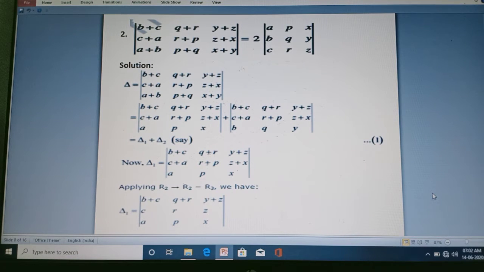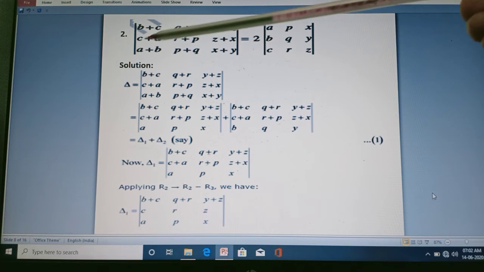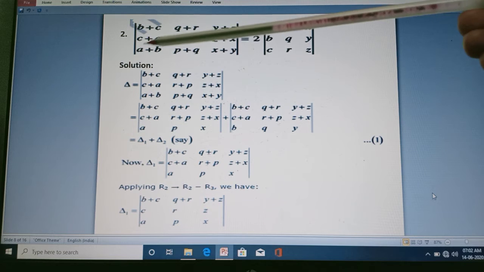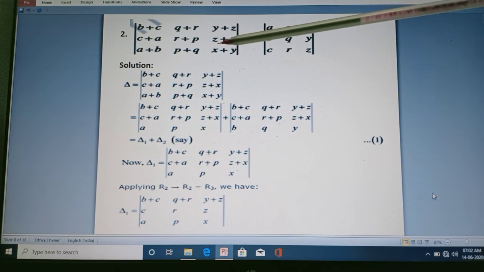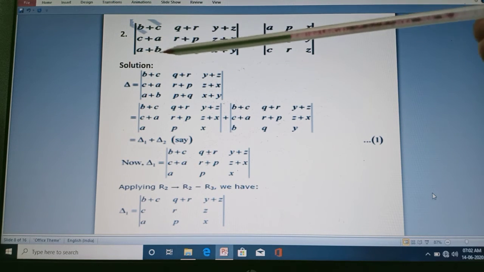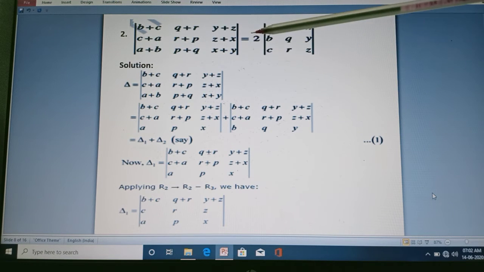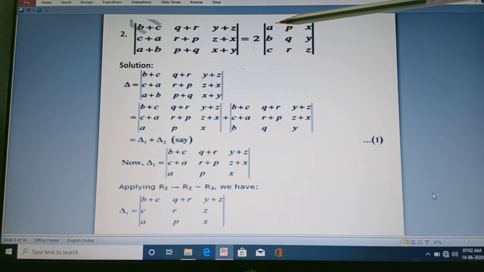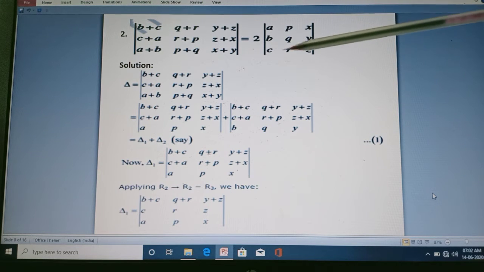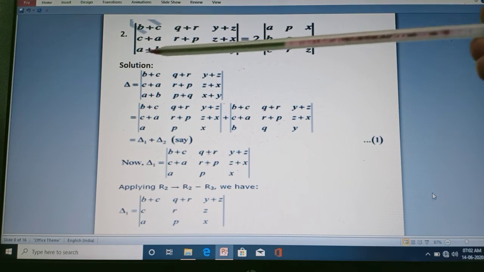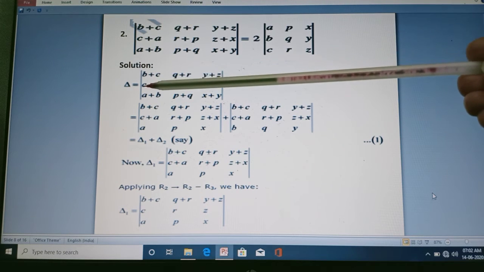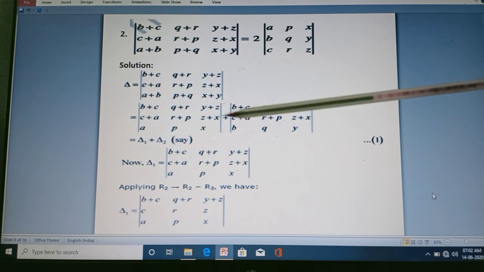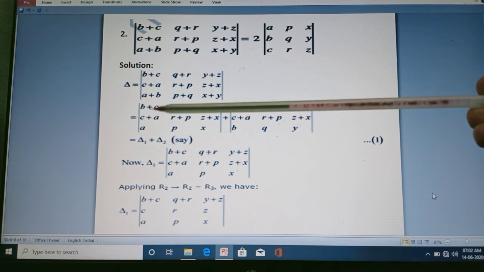So the next question is here, you can see on the screen. In the first row it is given b plus c, q plus r, y plus z. In the second row c plus a, r plus p, z plus x. In the third row a plus b, p plus q, x plus y, which equals 2 into the determinant with first row a, p, x, second row b, q, y, and third row c, r, z. So in the solution part we have taken the question, and using one of the properties we are splitting this determinant using the third row.